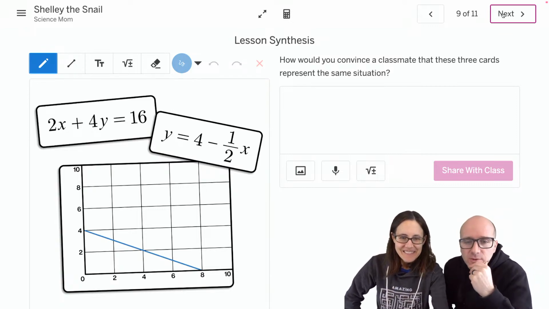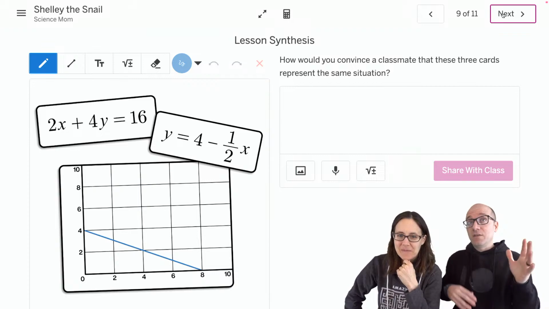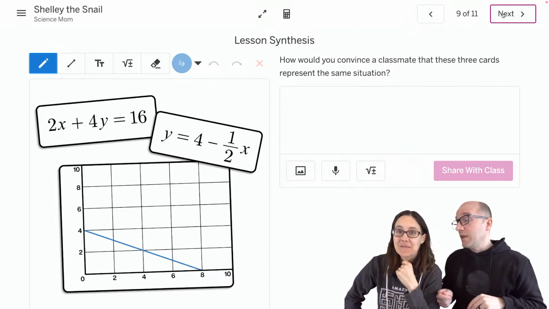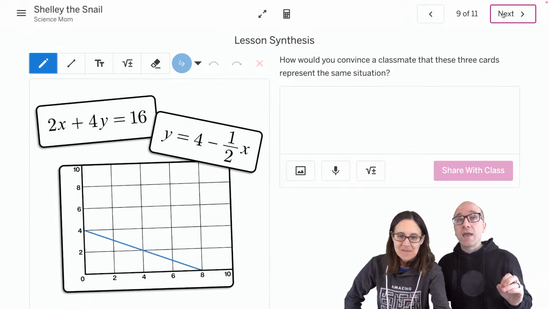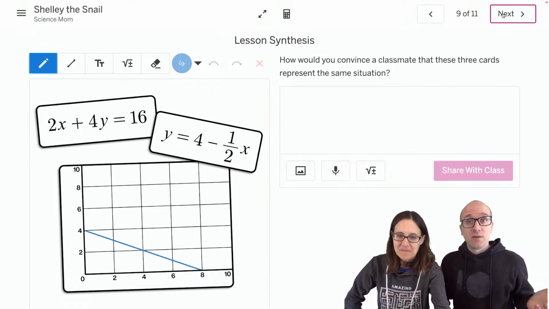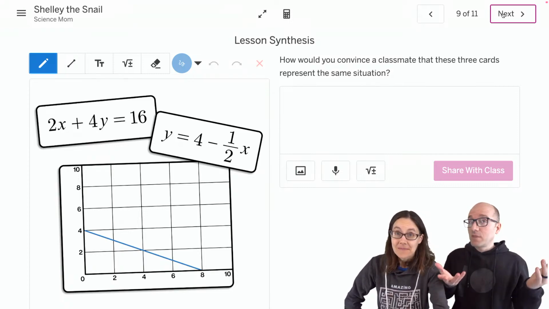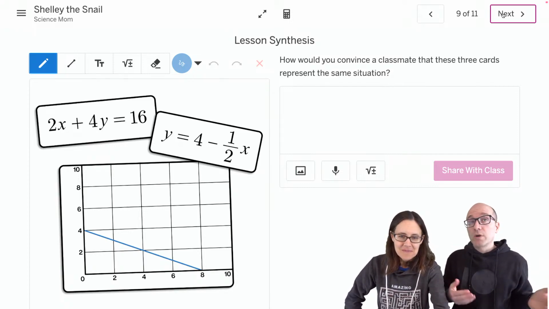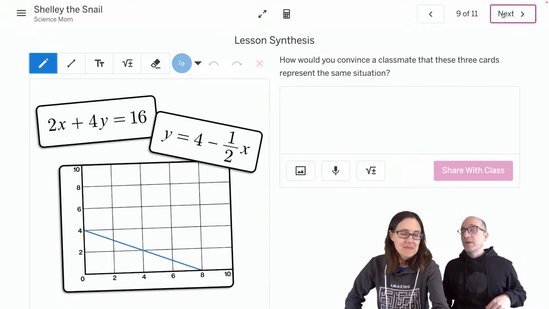Okay, seeing some great responses here. It looks like most people are trying to convert one equation into the other, and most people are saying solve for y in the left equation, 2x plus 4y equals 16. And as long as you're using balanced moves that keep the exact same solutions, then what you're doing will work out. And when you get y all by itself, then you have 4 minus 1/2 x.